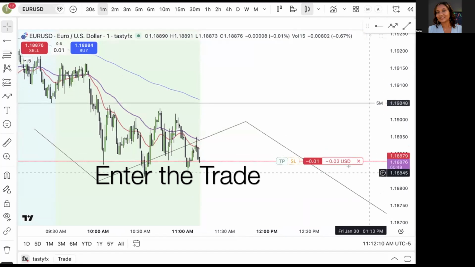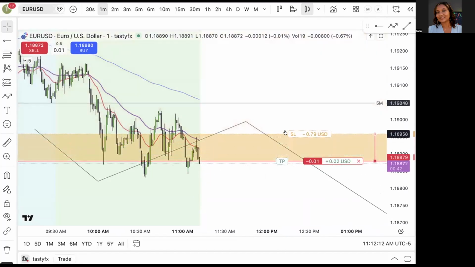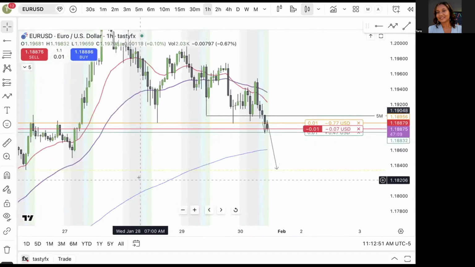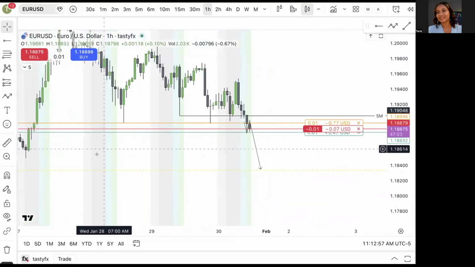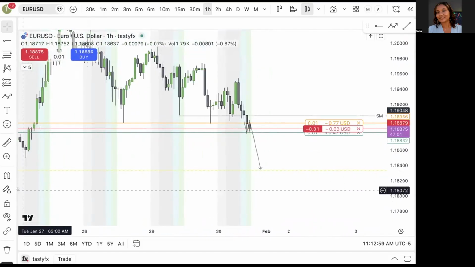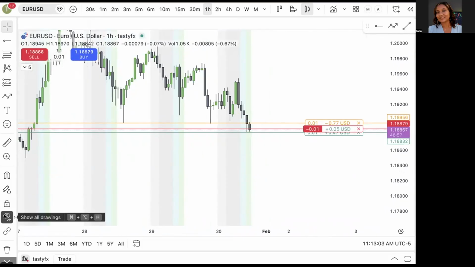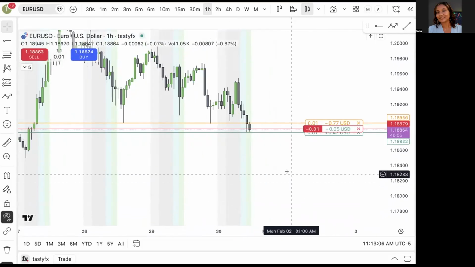We'll go ahead and get into the trade. We'll put our stop loss above the high. And sometimes it's helpful to just have your drawings disappear for just a moment. What you can do is use this little eye down here and just click it, and then everything disappears and you have a clean chart.